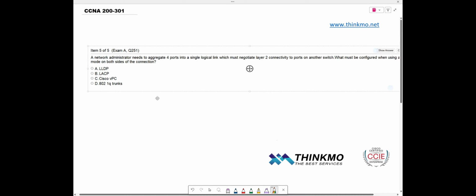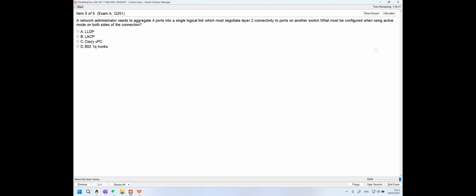Question 5 says that the network administrator has 4 interfaces, and these 4 interfaces need to be aggregated. That is, to combine these 4 interfaces into a logical aggregated link. So this logical link must negotiate with the layer 2 interface of another switch, right? When negotiating, if both ends use active mode, what must be configured? If both ends use active mode, then we will directly configure LACP mode. Choose B. LACP.